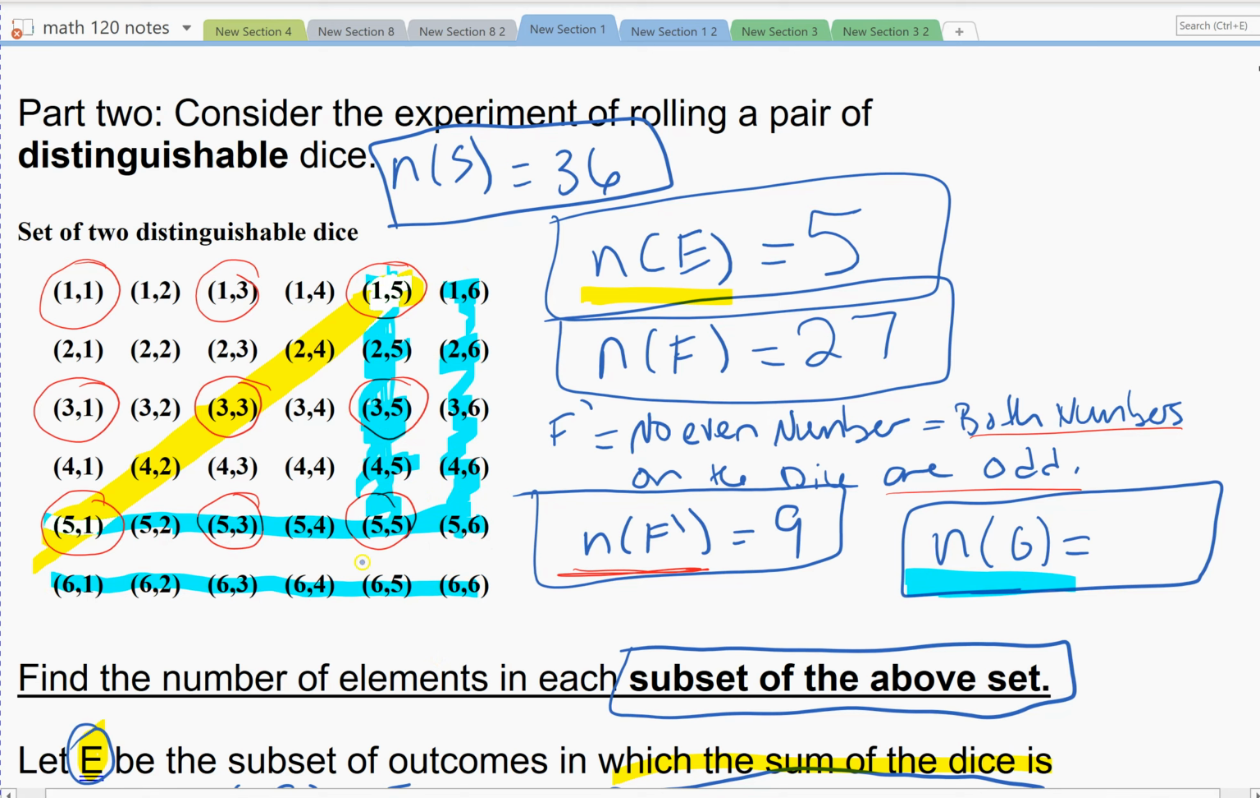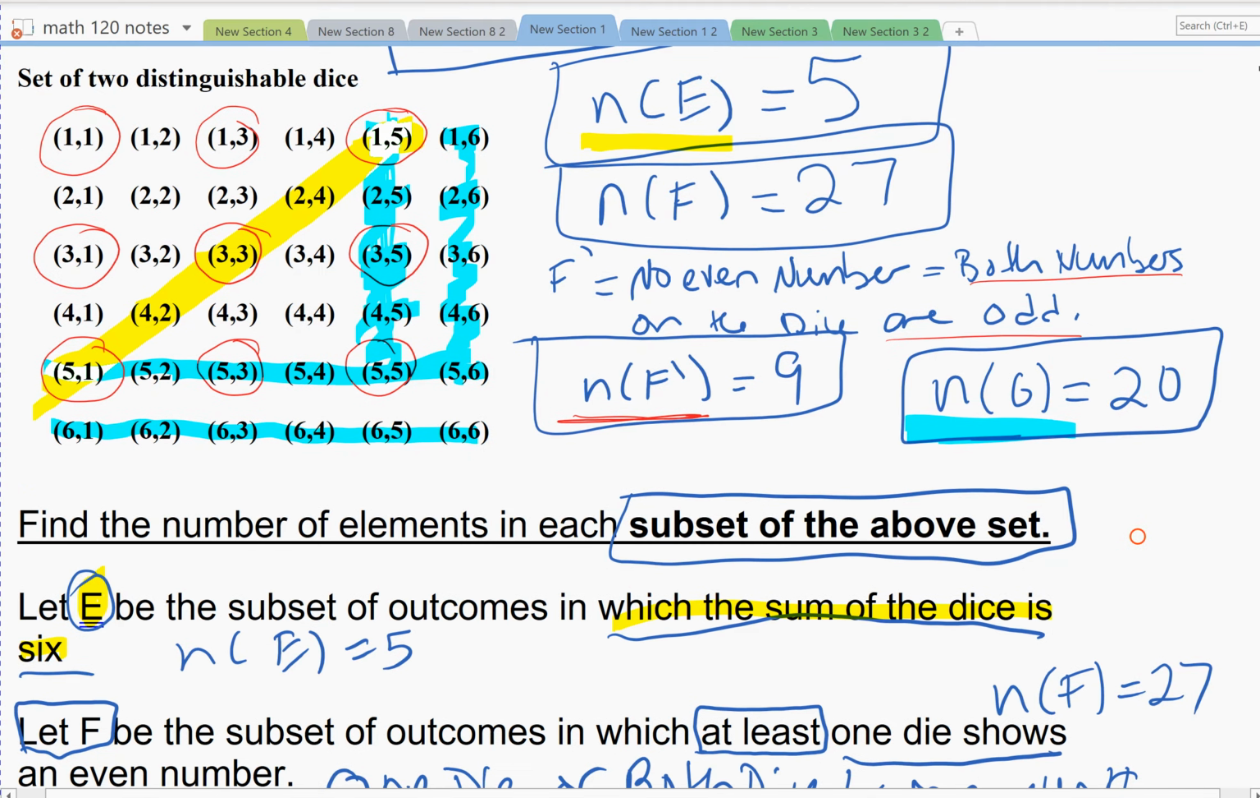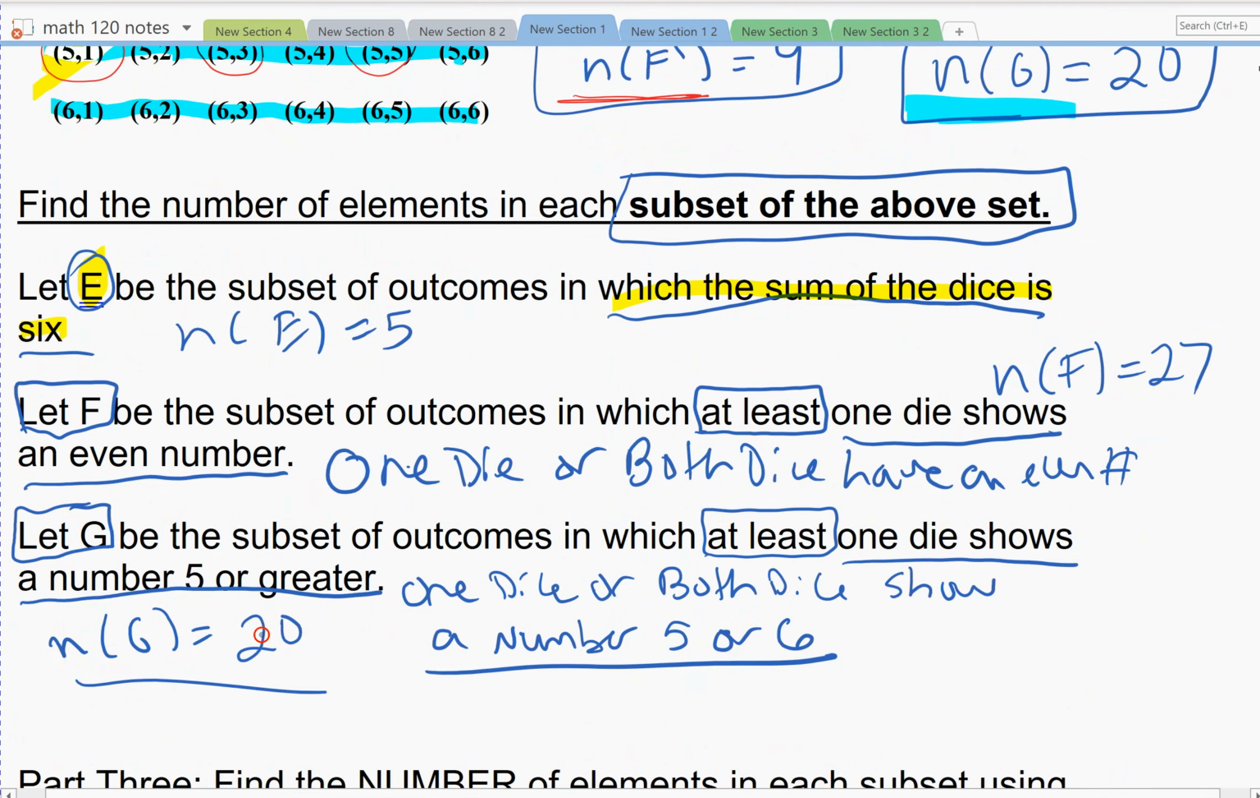Some of them have both, right? These 4 here have both a 5 and a 6. But all of them have at least one roll that came out 5 or 6. And if you count them, there should be 20 there. Alright, 20. So for probability, which is eventually what we're going to do, there are 20 chances out of 36 where I'll roll at least one 5 or 6. Alright, so 20.